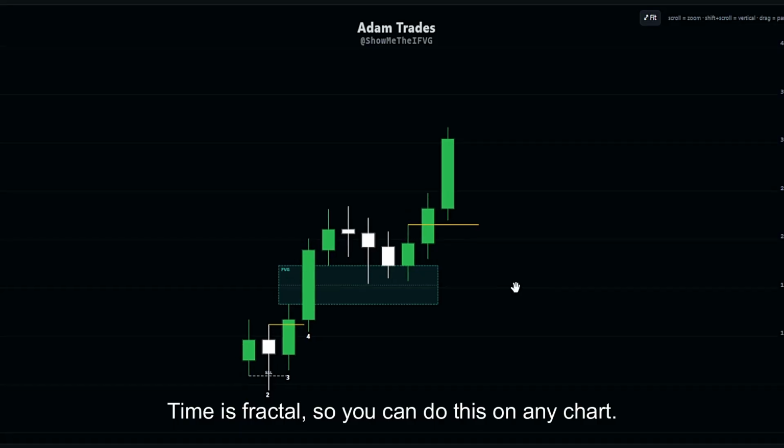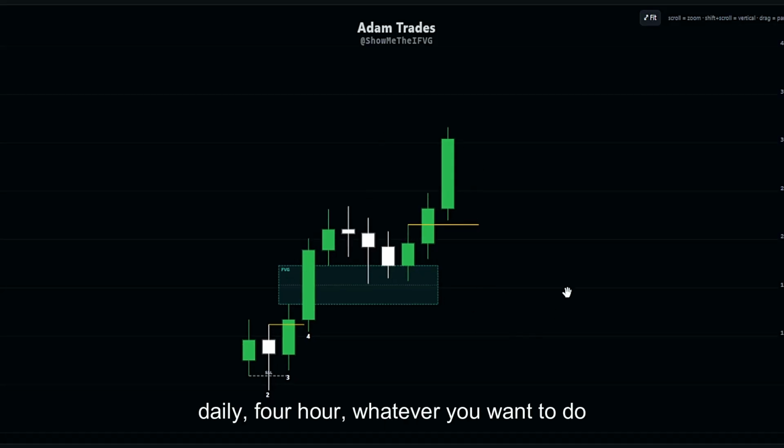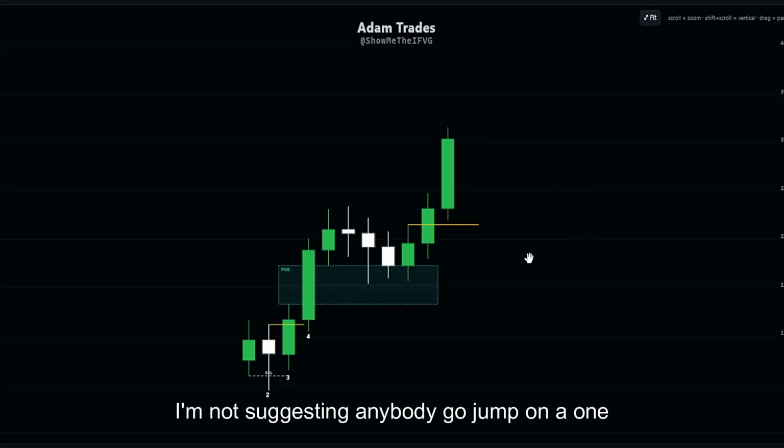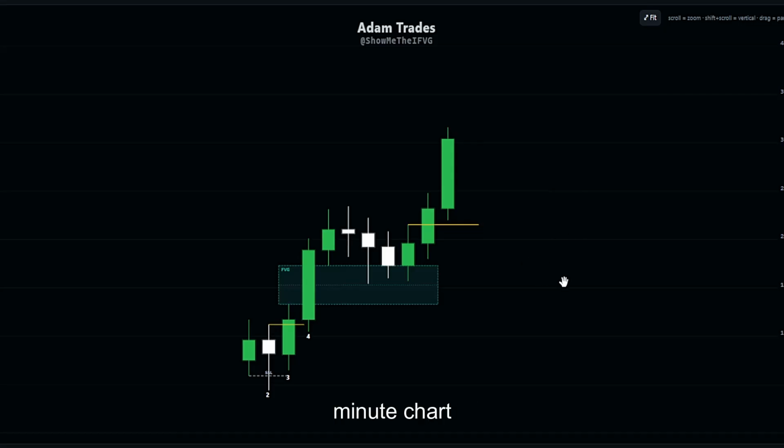Time is fractal, so you can do this on any chart. You can do this on the weekly, the monthly, daily, 4-hour, whatever you want to do as a way to predict the next candle. Keep in mind the lower time frames you go, the more noise you're going to get. I'm not suggesting anybody go jump on a 1-minute chart and start applying this logic. You certainly can, but expect lots of noise.